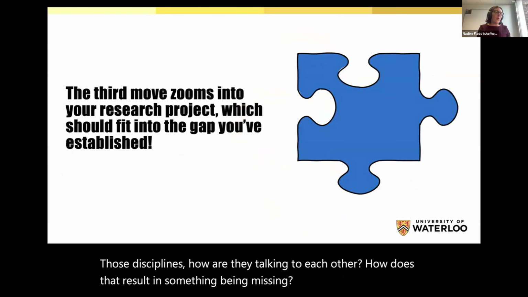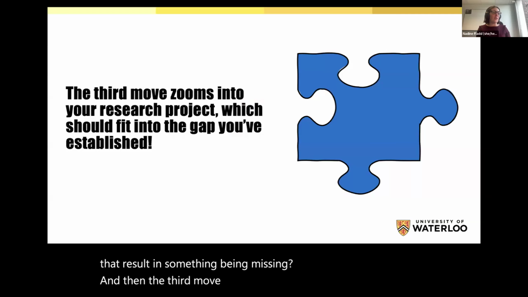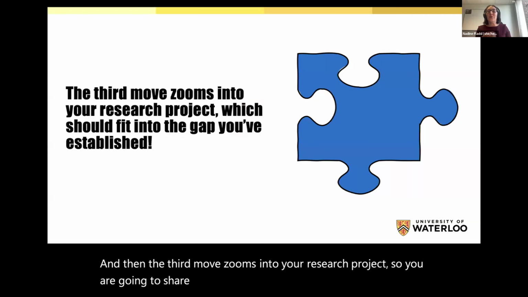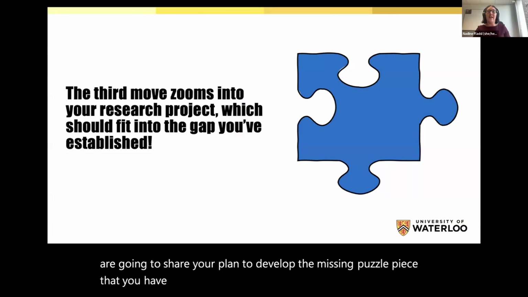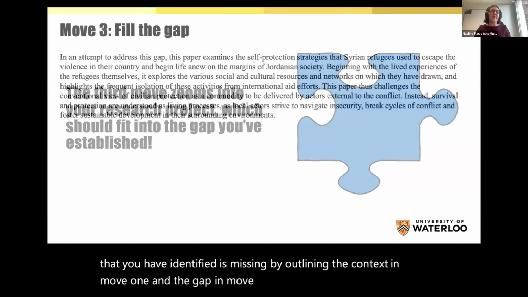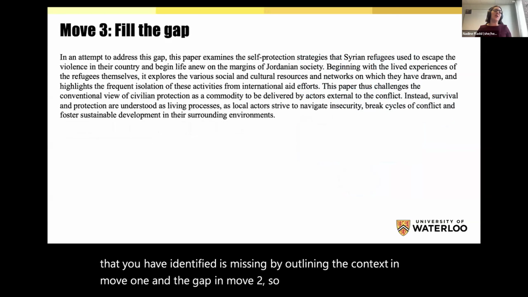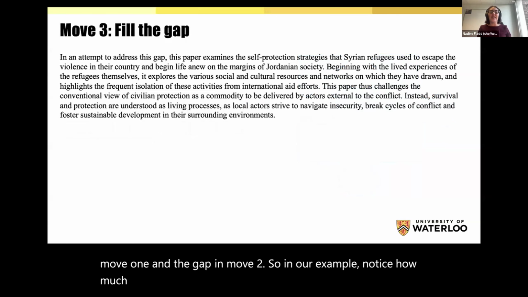And then the third move zooms into your research project. So you are going to share your plan to develop the missing puzzle piece that you have identified is missing by outlining the context in move 1 and the gap in move 2. So in our example, notice how much longer this section is.